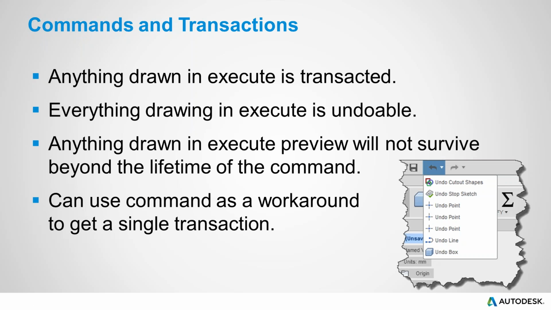Commands and transactions. Anything you draw in the execute event is transacted. That means everything that happens in it shows up as a single undo, and you can undo it. You can see here, this is one of my custom commands called cutout shapes, and it shows up with its icon in the undo command, and I can undo that. So I get that for free. Anything I do in the execute is in what's called a single transaction, and transactions are what you're undoing, so I get that undo behavior for free.